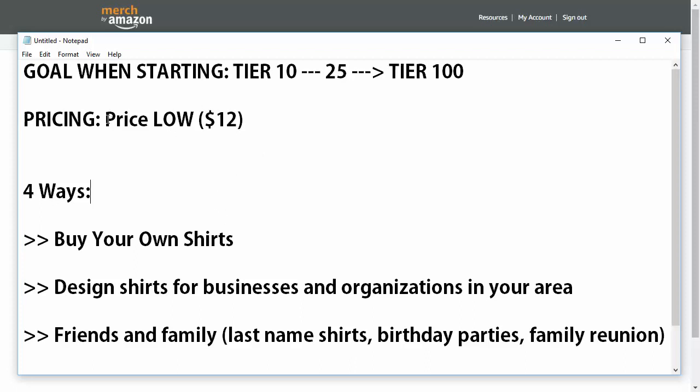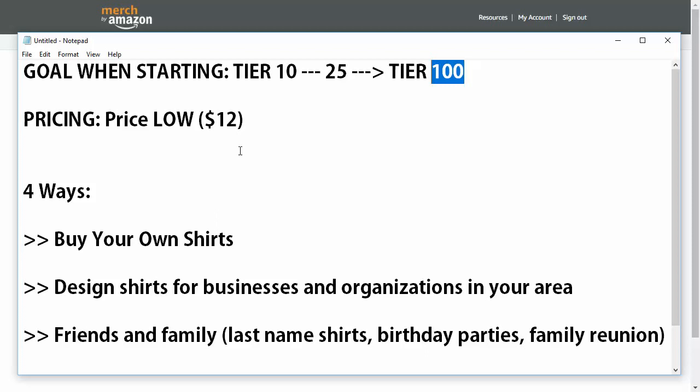So price your shirts as low as possible. Whenever you're at tier 100 or below, you're always going to want to price your shirts between $15 and $12 just to get a lot of sales going, so you can get up to the 500 level. I'll talk about this later on in the training, but once you get up to the 500 level, you go in and start looking at your designs that are selling, and you start increasing the price of those shirts that are actually selling. That's the way you're going to make money.